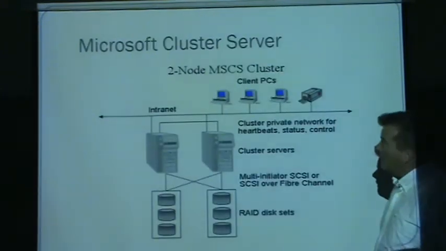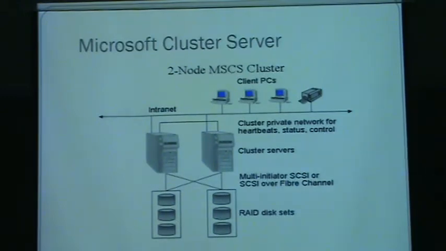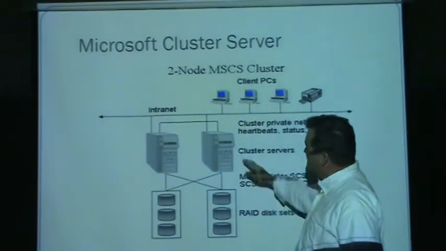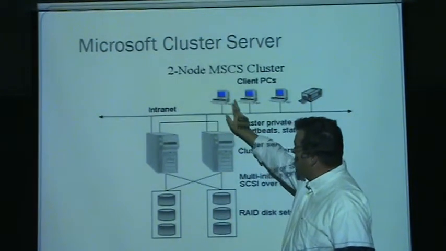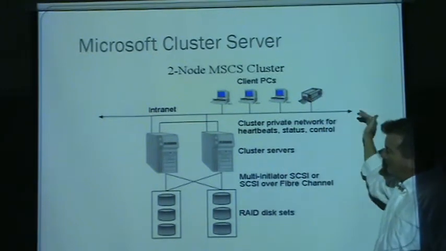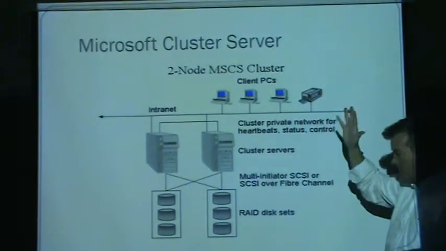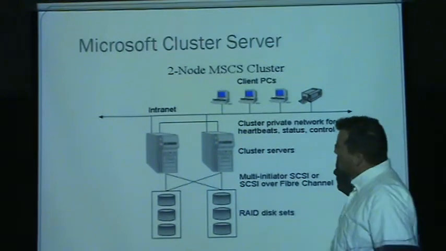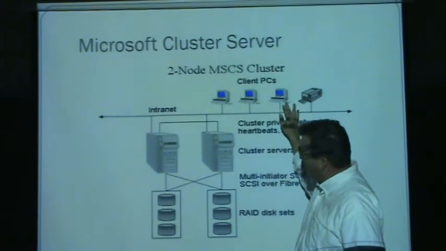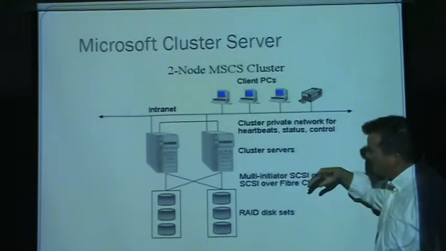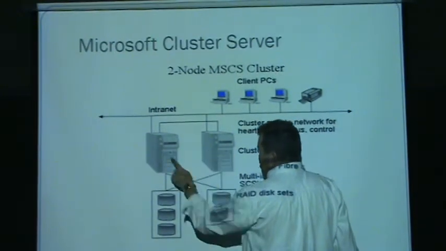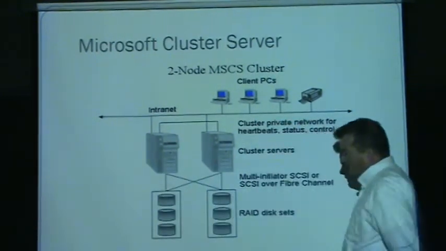So, for example, a 2-node Microsoft cluster server is basically, we had some people in an office sitting at a computer and maybe a printer, and they need to access large amounts of data very, very quickly. So rather than have the data on each of their machines, we have them put together in a cluster. So we have 2 cluster servers, and the 2 cluster servers are connected to RAID disk.